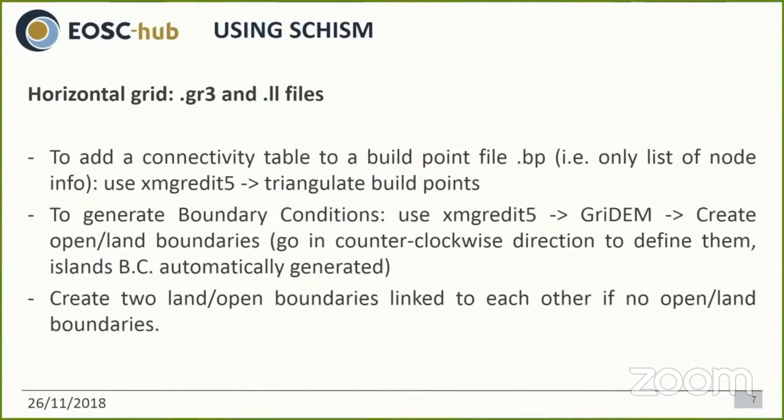To add a connectivity table to a build point file, you can use xmgredit5, which is a tool to visualize most SCHISM inputs. Select triangulate build points. To generate boundary conditions, also use xmgredit5 and select read_dm, create open land boundaries. If there are no open land boundaries, create respectively two land open boundaries linked to each other.